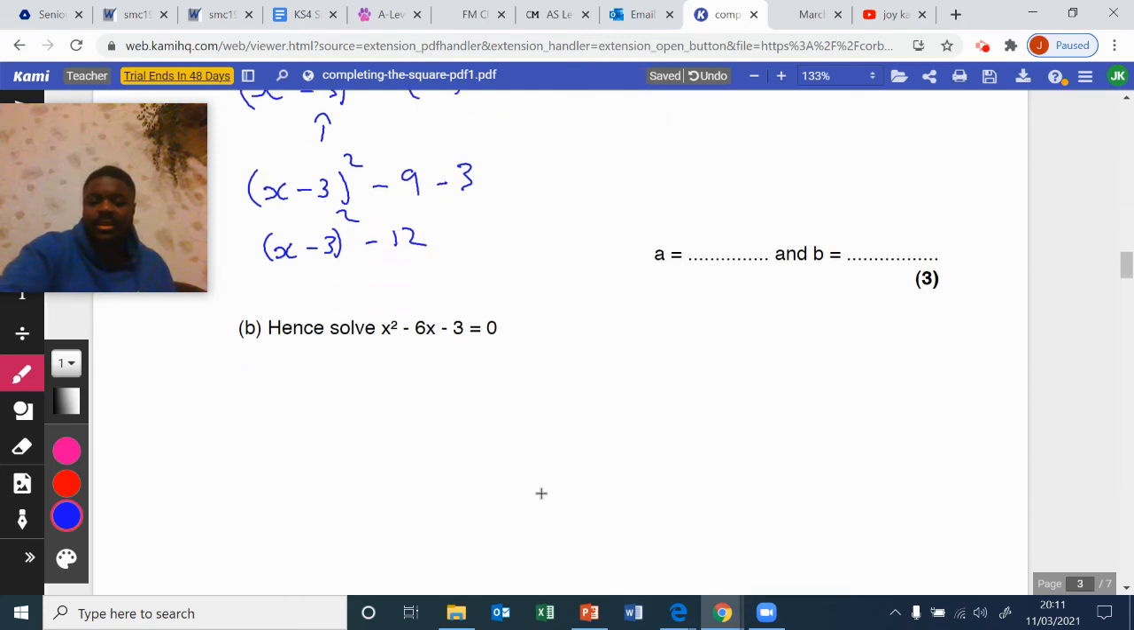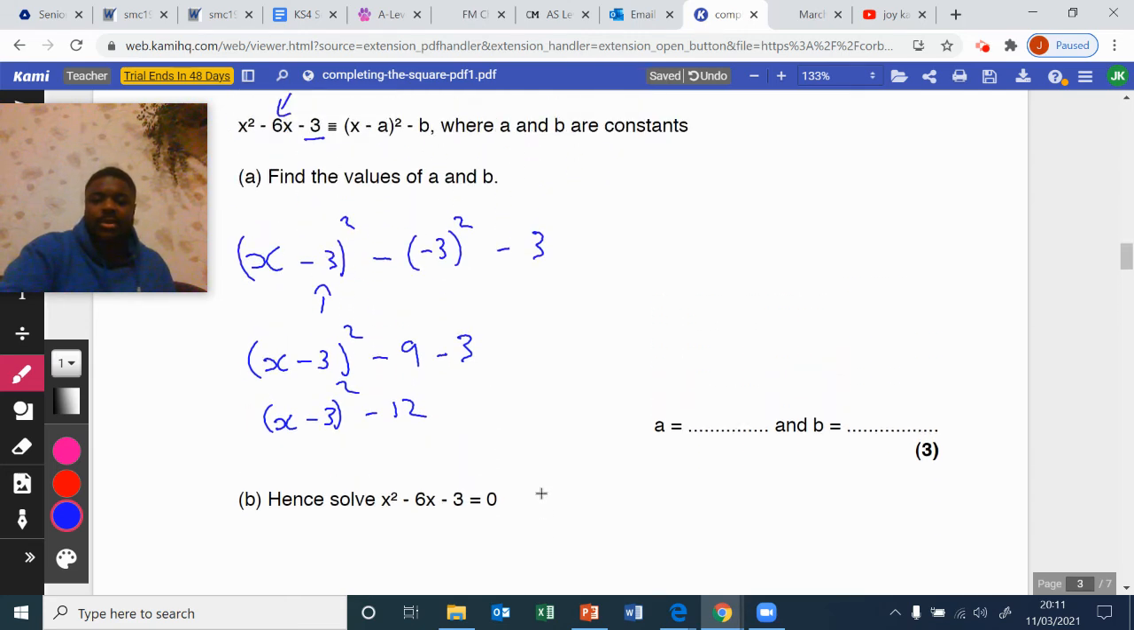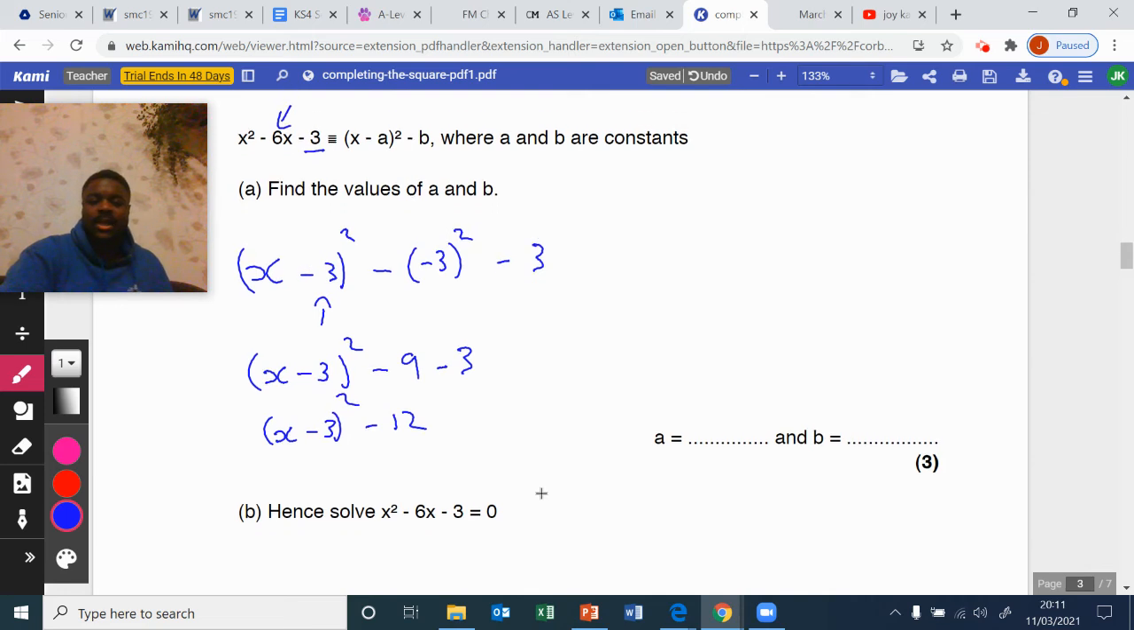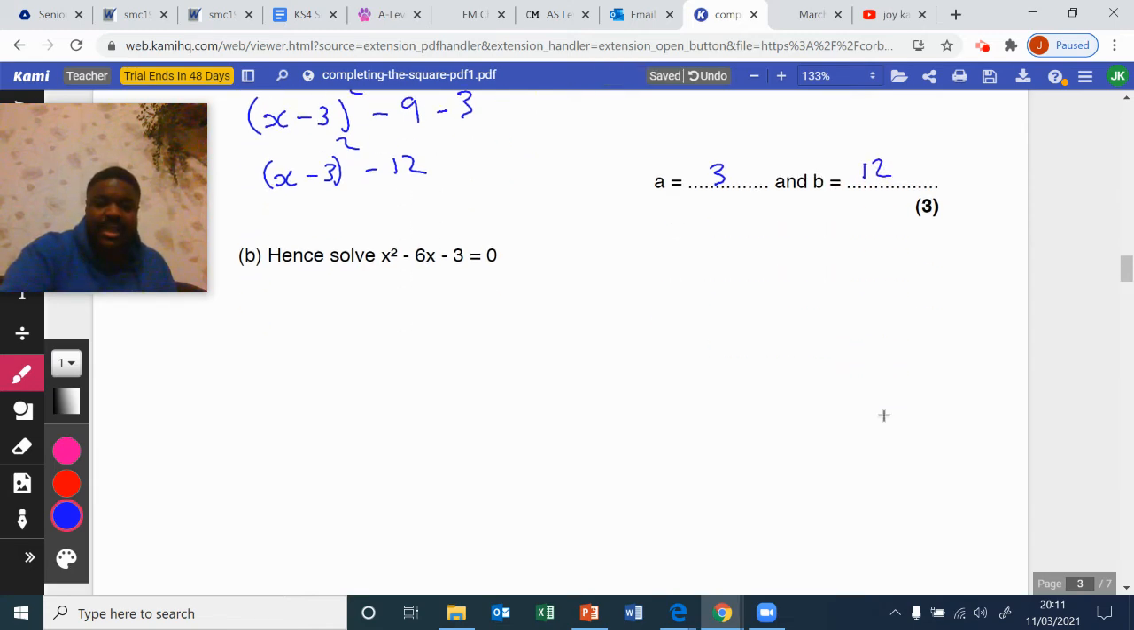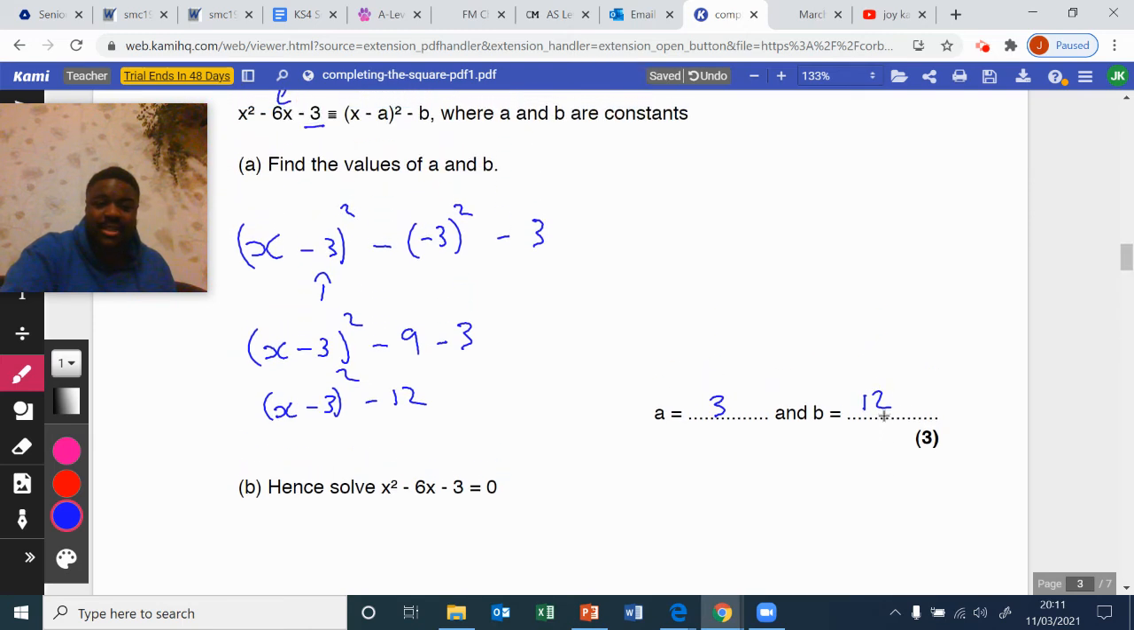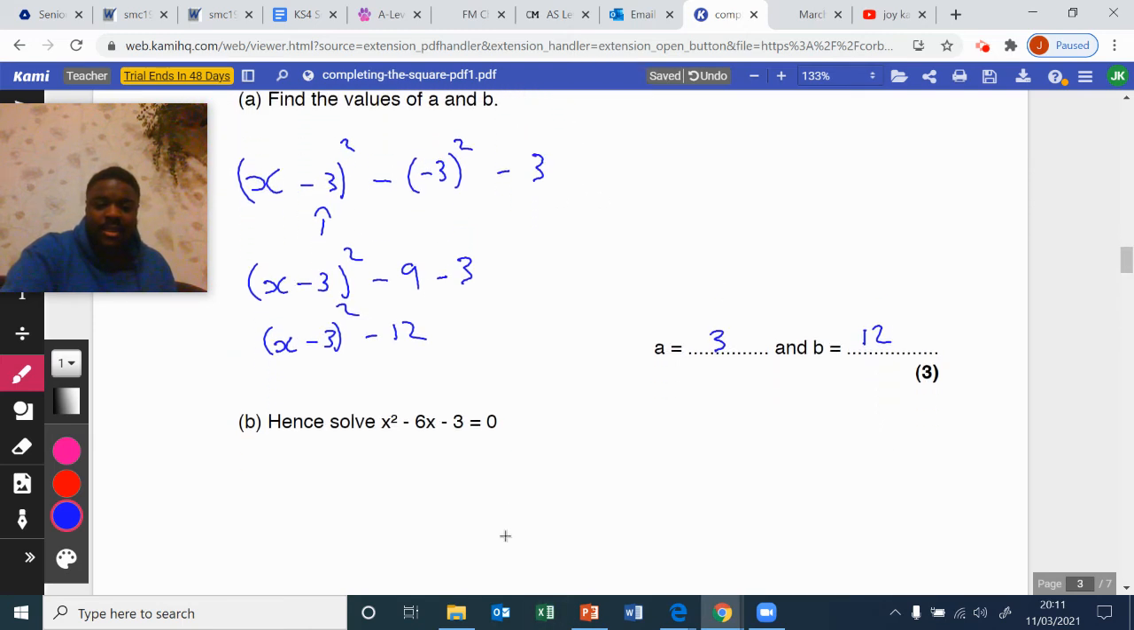Okay. So here, they actually want us to work out the values of a and b before I skip over. So if they're asking us to write it in the form x minus a, and we've got x minus 3, that means a is 3. And if they're asking for minus b and we've got minus 12, then b is equal to 12. Next part, hence solve that equation. It's the same equation, and it's equal to 0.